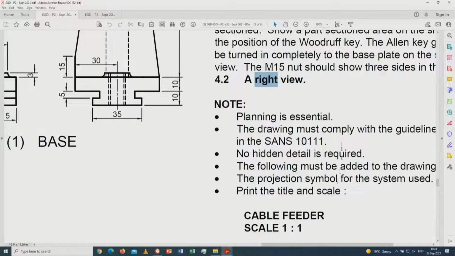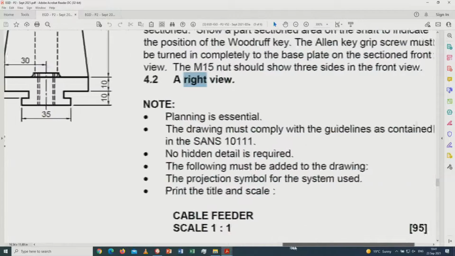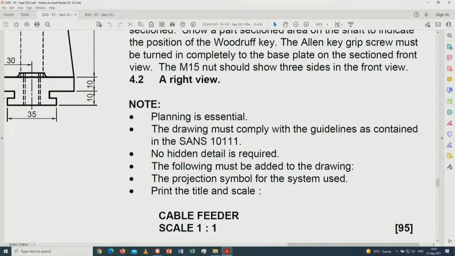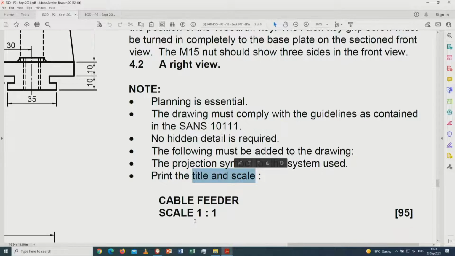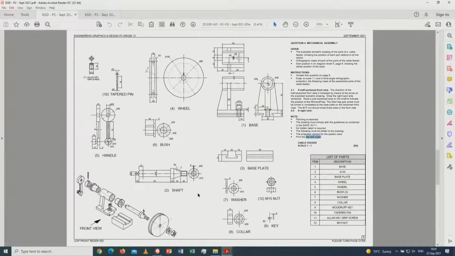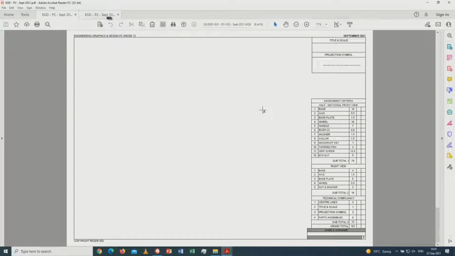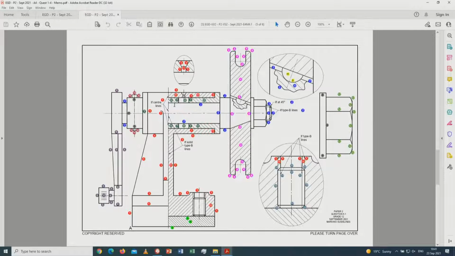Planning is essential. Drawing must comply with SANS. And then no hidden details asked. No hidden detail. And then the following must be added to the drawing, the projection system symbol, and then also the title on the panel, and this is the title of the panel. All right, so that is the question paper. This is the answer sheet, and the memorandum is on this part over here.